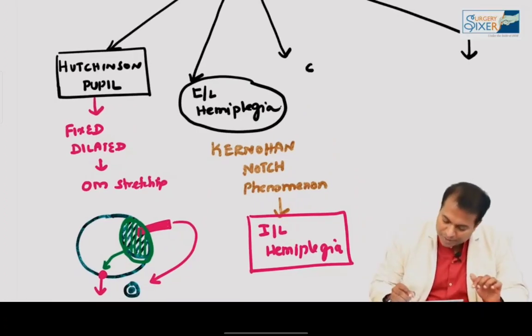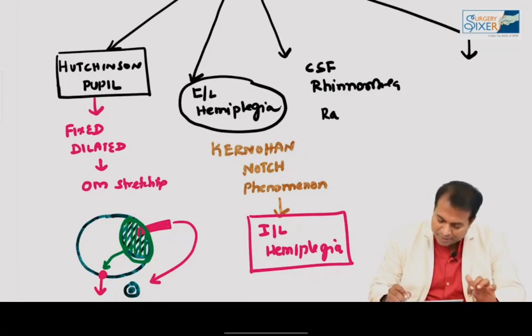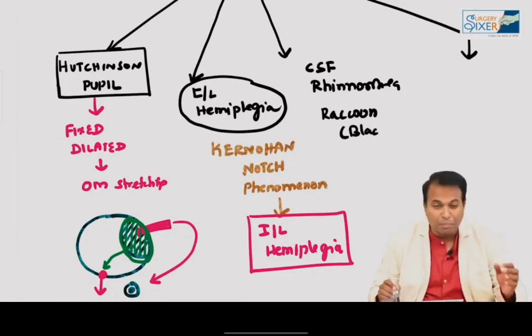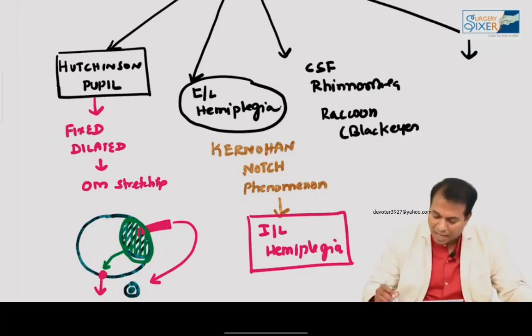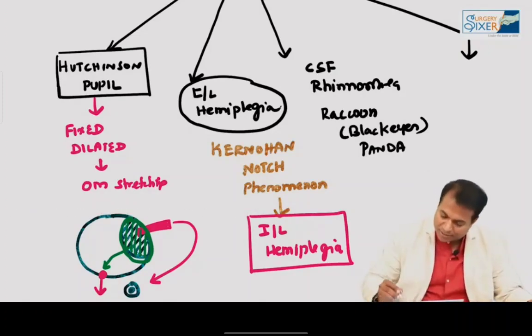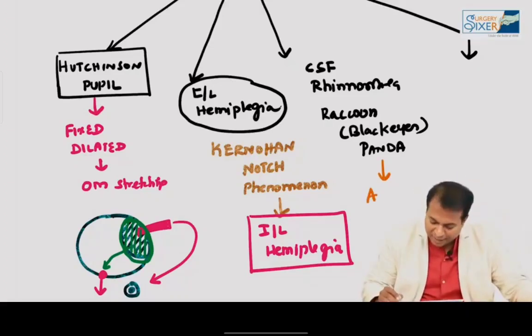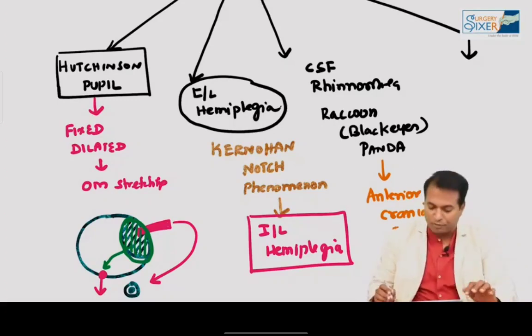Next point, you should look for CSF rhinorrhea. Raccoon eyes. Raccoon eyes are black eyes due to subgaleal hematoma. Black eyes, also known as raccoon eyes, also known as panda eyes. Panda eyes, raccoon eyes, CSF rhinorrhea: all these are features of base of skull, anterior cranial fossa fracture. Anterior cranial fossa fracture causes all these signs.